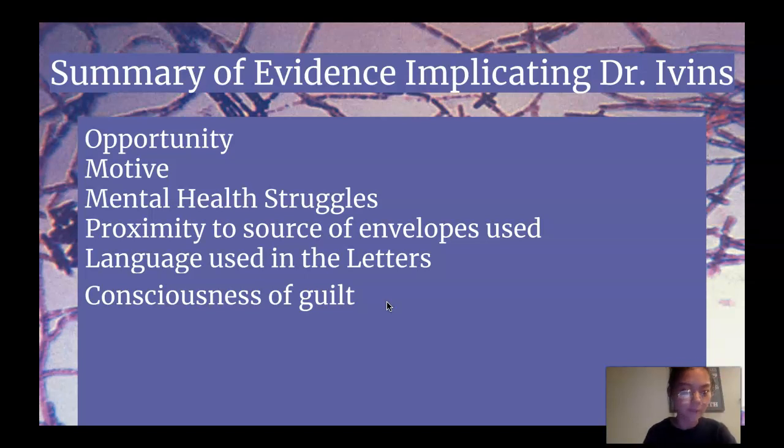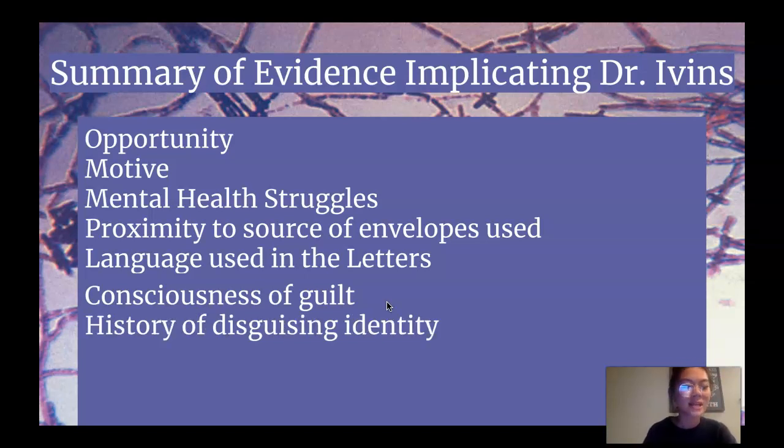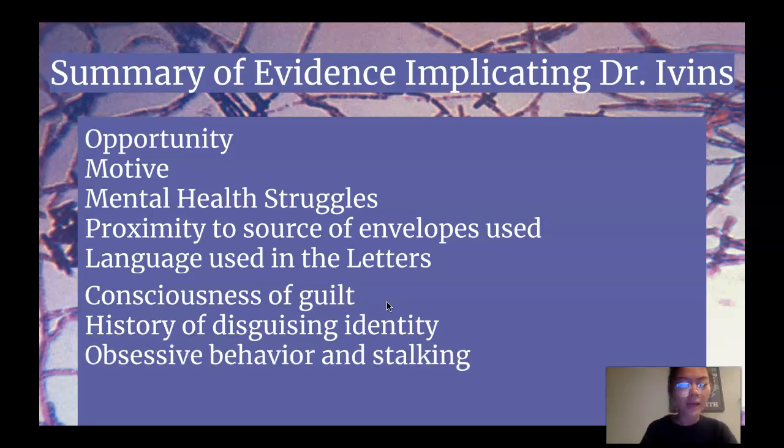He also had a history of disguising his identity in the past, so he would drive hours to a specific location and drop off a letter with a specific pseudonym, and he had about a dozen pseudonyms. He also had obsessive behavior and stalking. So in his early 20s, while he was in college, he would drive 3 hours to Princeton University just to stalk a specific sorority house. So that was Kappa Kappa Gamma at Princeton University. And he would sit there for 10 minutes and then leave.